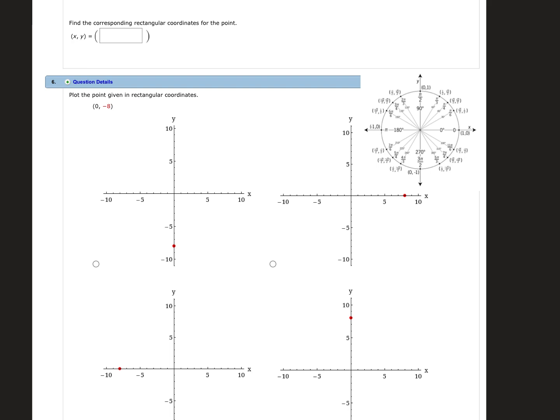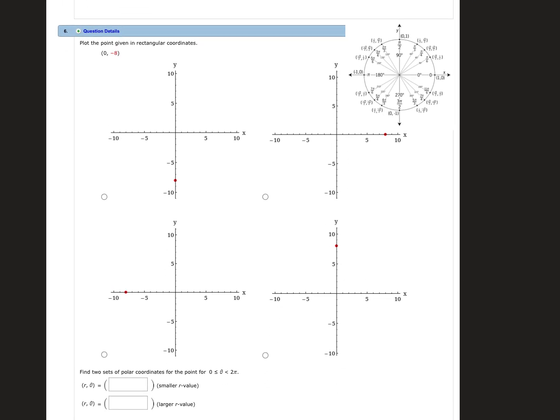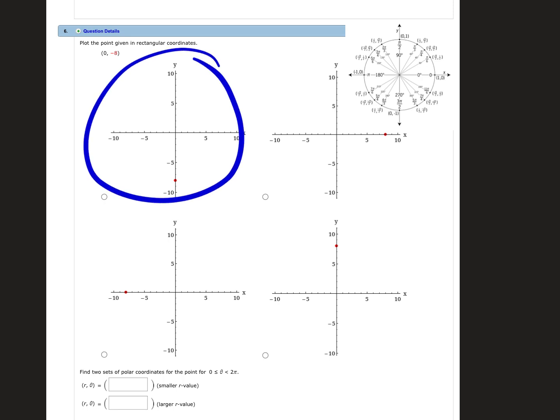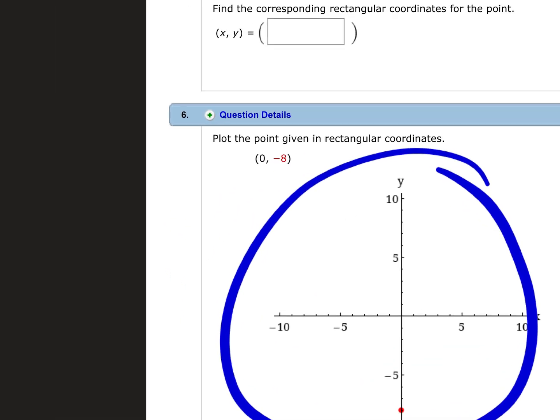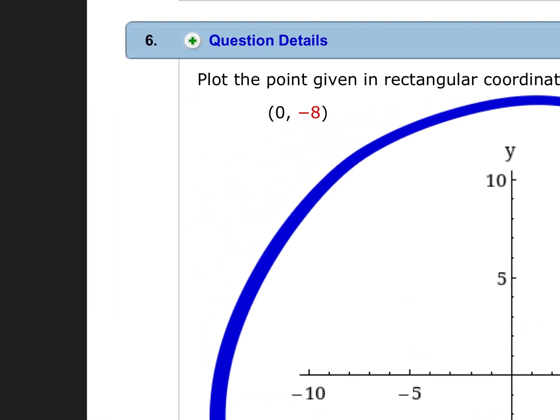So plot the given rectangular point. I'm going to stay at 0 and go down 8. So that would be our first graph here. And then we have to find two sets of polar coordinates for the point where theta is in between 0 and 2 pi. So we want to convert this point from rectangular to polar. To find theta, we can use tangent of theta is equal to y over x. So tangent of theta is equal to negative 8 over 0, which gives us undefined, right?